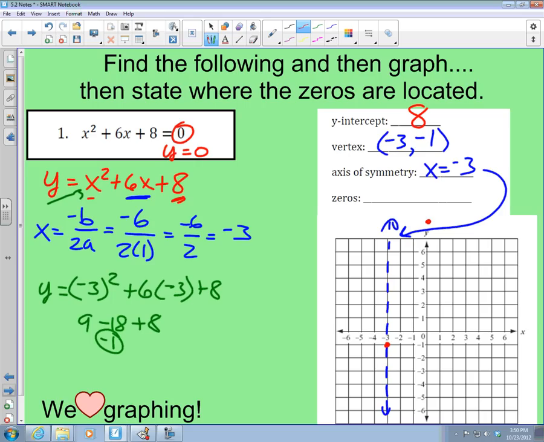I know my y-intercept, 6, 7, 8 is right about here. Now that's 1, 2, 3 units away from the axis of symmetry. So 1, 2, 3 units over here.